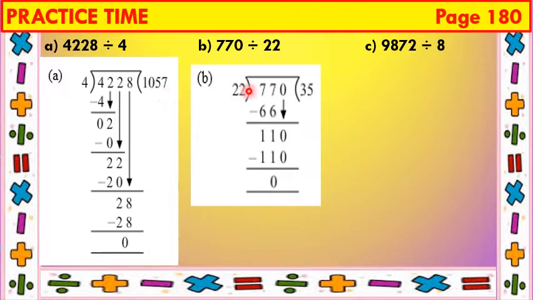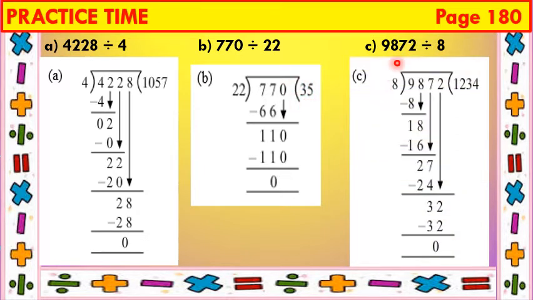B. 770 divided by 22. First take 7. 7 is not divisible by 22. So take the next digit also, that is 77. Now 22 3s are is 66. Find the difference. So 7 minus 6 is 1. Now take this 0 down. Now 22 5s are is 110. Find the difference. It will be 0. Here the quotient is 35.